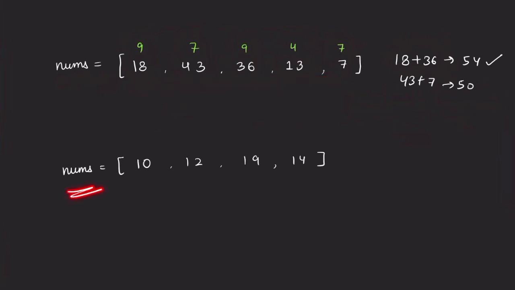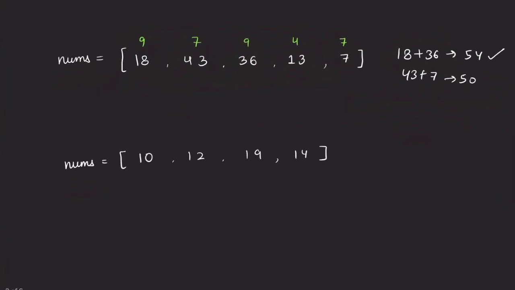Then if we look at the second example, here the sum of digits will be 1, 3, 10 and 5. Now here we do not have any two indices which have their digit sum equal. So here we won't be able to form any pair. So in this particular case, our answer will be -1. So now how to solve this?